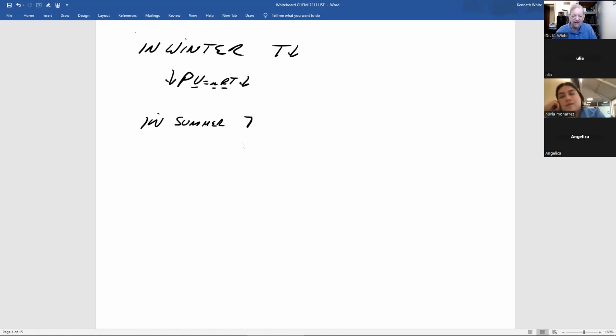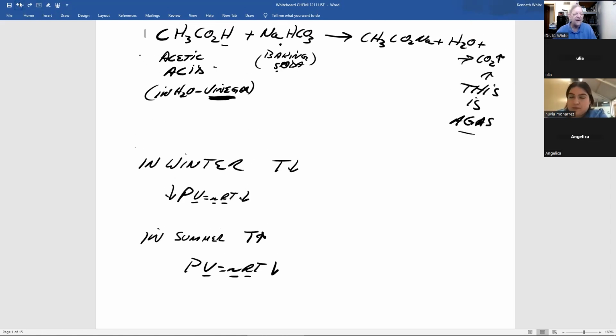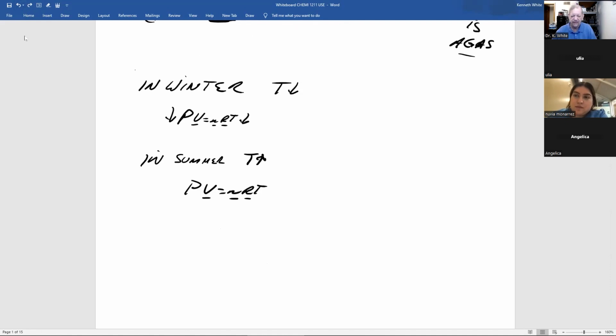But in the summer, the temperature goes way up, and PV equals nRT tells you you should check your car tires. Why? Well, in your car tires, V, n, and R are constant, but if the temperature goes up, then the pressure will go up.